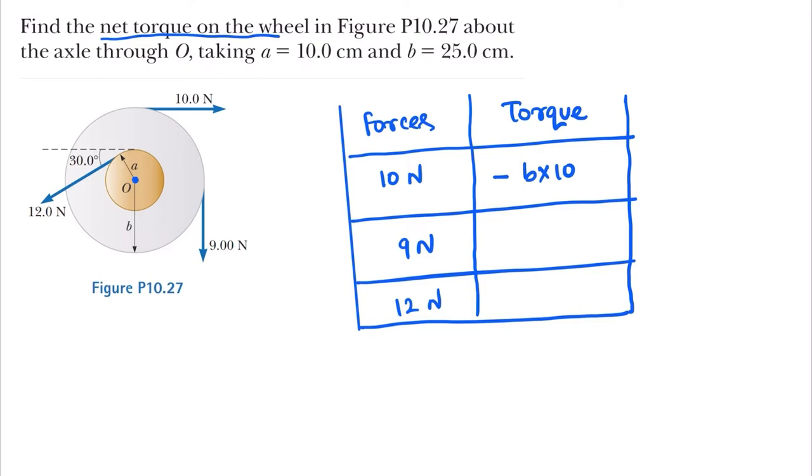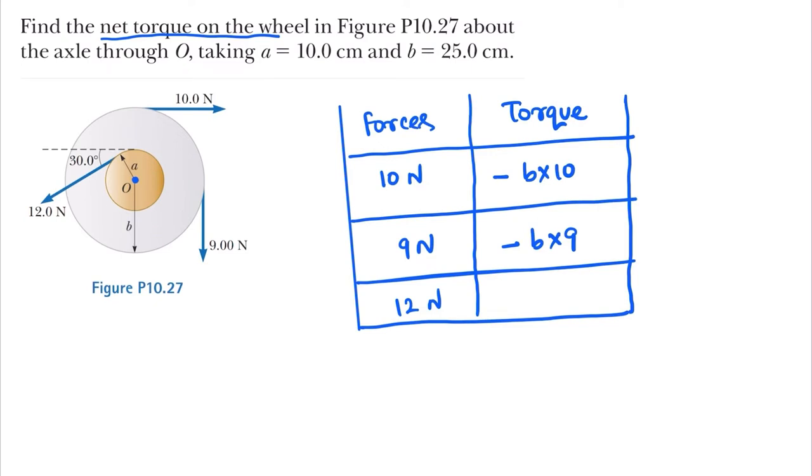Now coming to the force 9 Newton. So again we draw a straight line perpendicular to the force. So this is again B. Distance is B. So this is B into 9. For the direction we move from the fixed point towards the force and moving right. So this is again a clockwise rotation. So the torque is again negative.